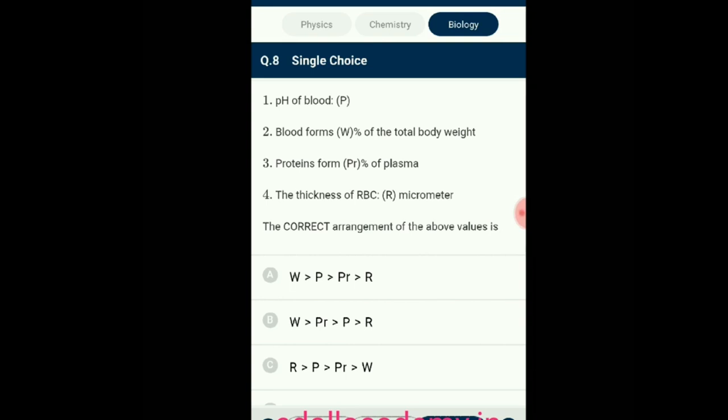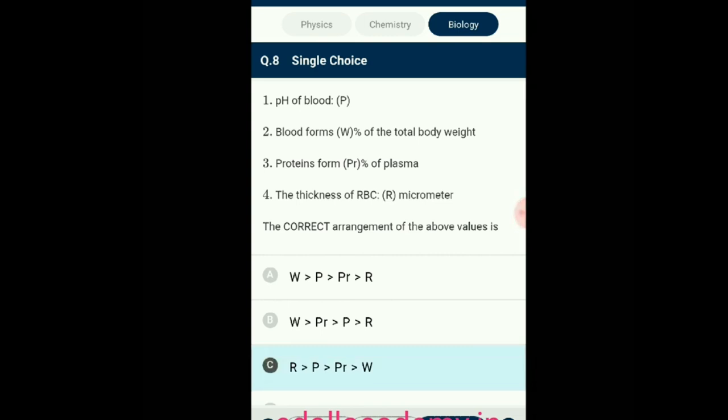Statement 2. Blood forms the percentage of total body weight. Third statement. Proteins form the percentage of plasma. Fourth statement. The thickness of RBC in micrometer. The correct arrangement of the above value is pH of blood is 7.4.